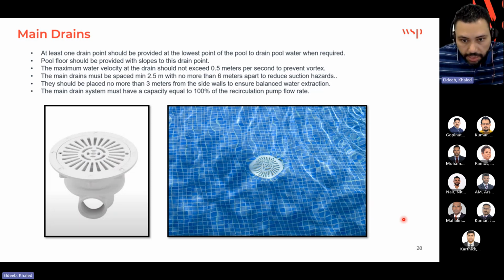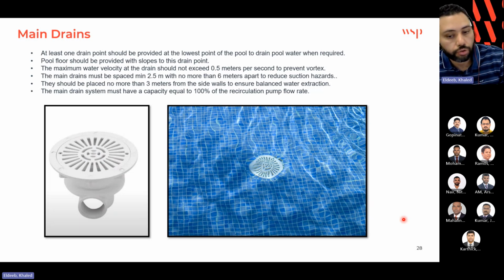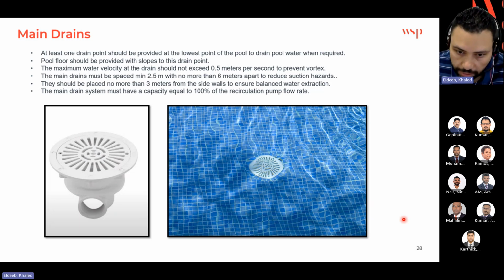The main drains must be spaced a minimum of 2.5 meters and no more than 6 meters apart, and they should be placed no more than 3 meters from the side walls around the pool, to avoid dead zones in my design. Also, in terms of water velocity limitation, the maximum water velocity at the drain should not exceed 0.5 meter per second. It has to be very slow to avoid the vortex. This prevents vortex formation, which can lead to air entrapment and hazardous suction forces. So we need to make it as slow as possible.